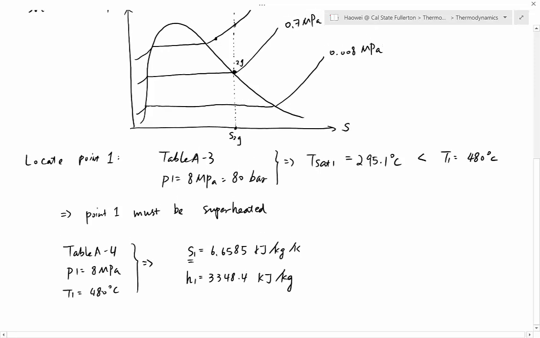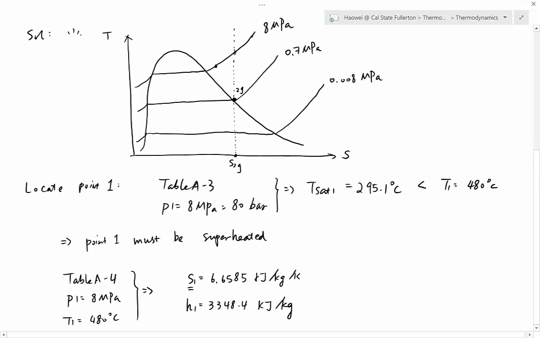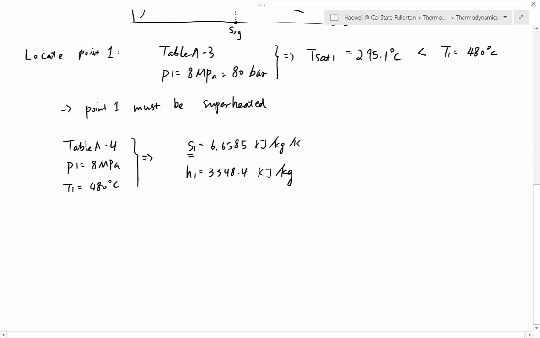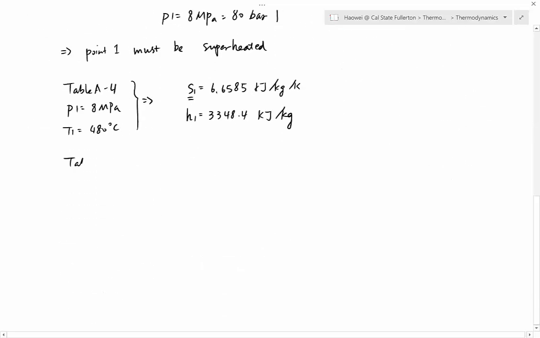How do we look for S2G? What do we know about point 2G? We can take a look at the diagram. Point 2G is on the constant pressure line, and the pressure is 0.7 megapascal. We start from pressure and go to table A3, then we can easily find S2G. P2G, the pressure of point 2G, is equal to 0.7 megapascal.